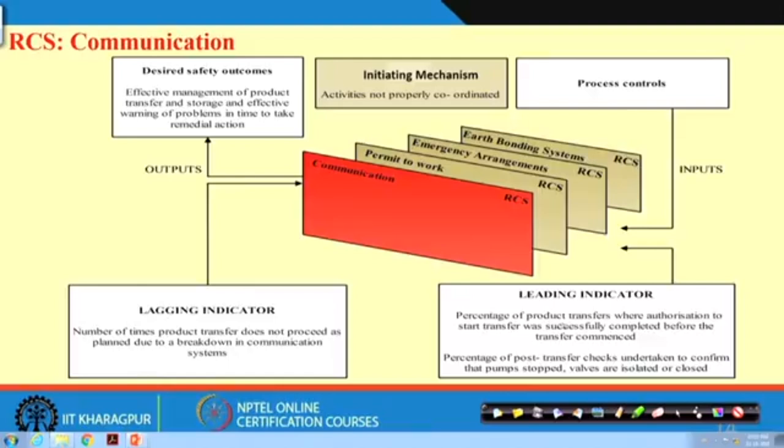The percentage of product transfers where authorization of the transfer lines was successfully completed before the transfer was completed. Here mostly you will see things in terms of percentages. Percentage of what you plan, how much percentage you completed. Here you see the small failures.